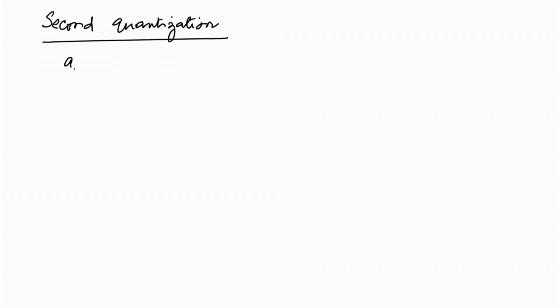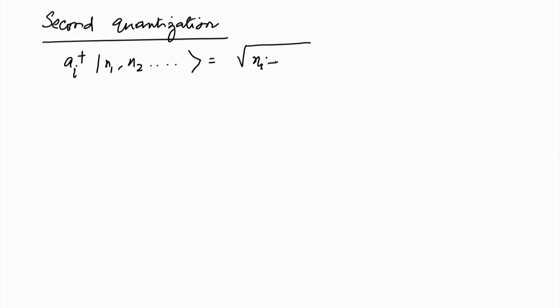So, let us define a creation operator which is acting on a many particle system such as this. A_i dagger acting on |n_1, n_2, ...⟩, and that by definition, we are now introducing it for the first time, is root over n_i plus 1, and then there is a p^{s_i}, and then |n_1, n_2, ..., n_i plus 1, ...⟩.